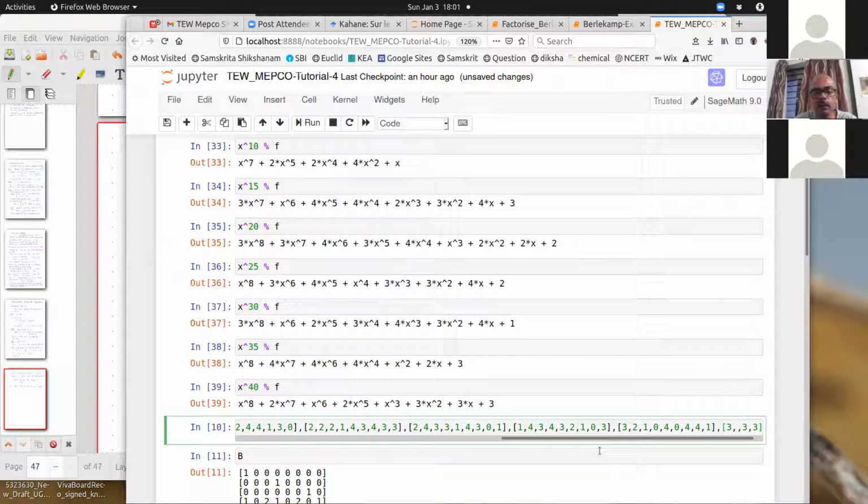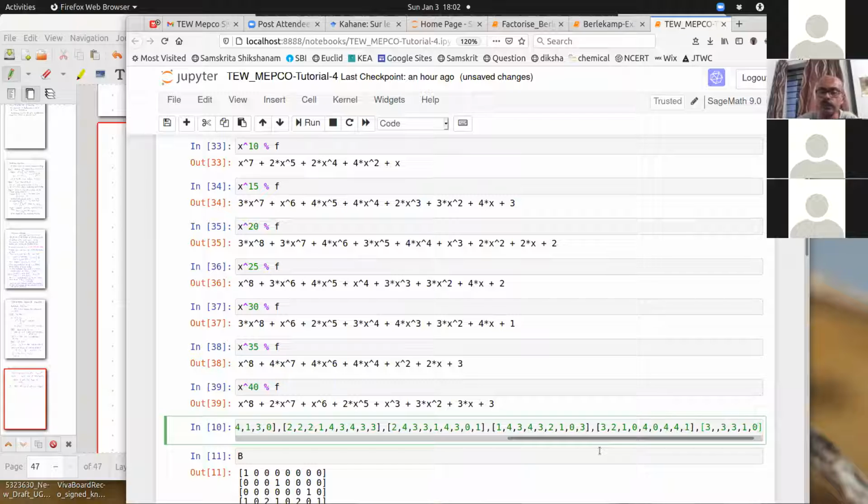Then again 1, 1. So that is 3 3. First power, second power, third power is 1, fourth power is 0, fifth power is 2, sixth power is 1, seventh power is 2, eighth power is 1.